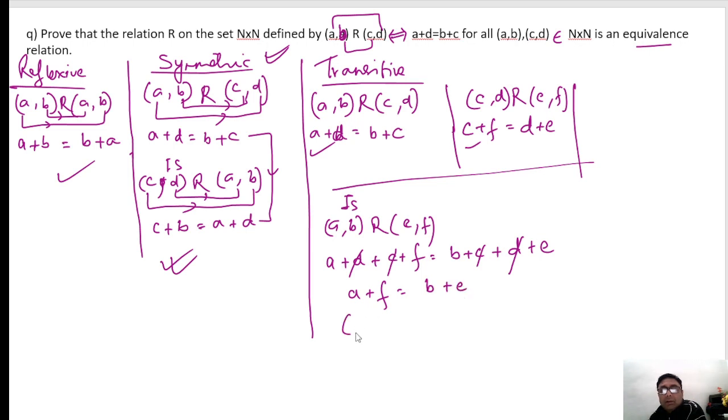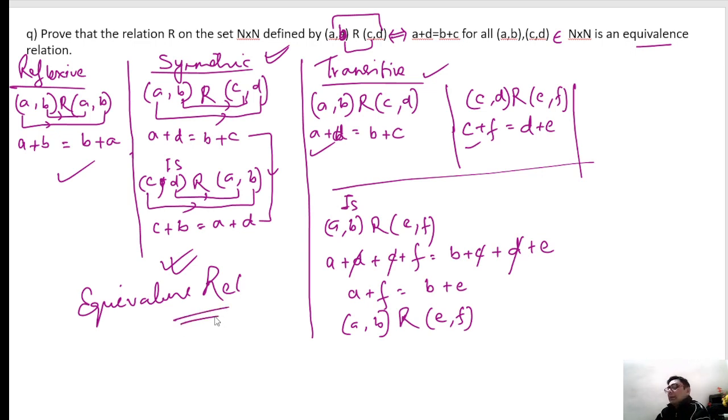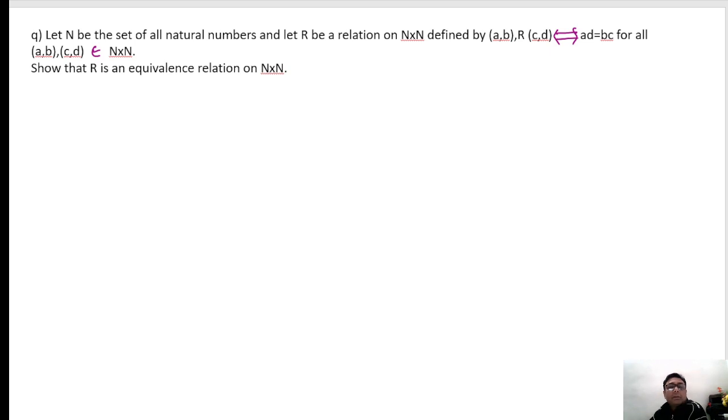That means I can write (A, B) related to (E, F), right? This is coming correct. That means transitive is correct. So it is an equivalence relation. It is an equivalence relation, correct? Next, check.